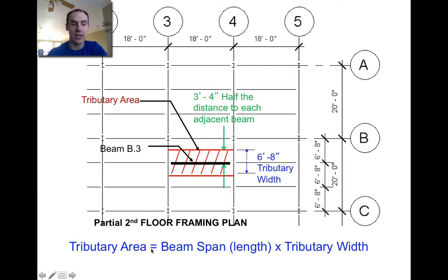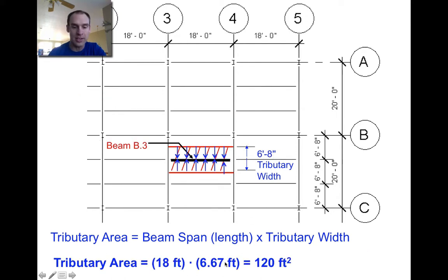Then we multiply those together and you get tributary area. So you definitely need to make sure you have this in your notes. You're going to need to calculate tributary area. So our beam span is 18 feet times 6 feet 8 inches. 6 feet 8 inches is 6 feet and 8 twelfths. Remember, there are 12 inches in a foot. So 6 feet and 8 twelfths of a foot is the same thing as 6.67 feet. If we multiply those together, we get a tributary area of 120 square feet.